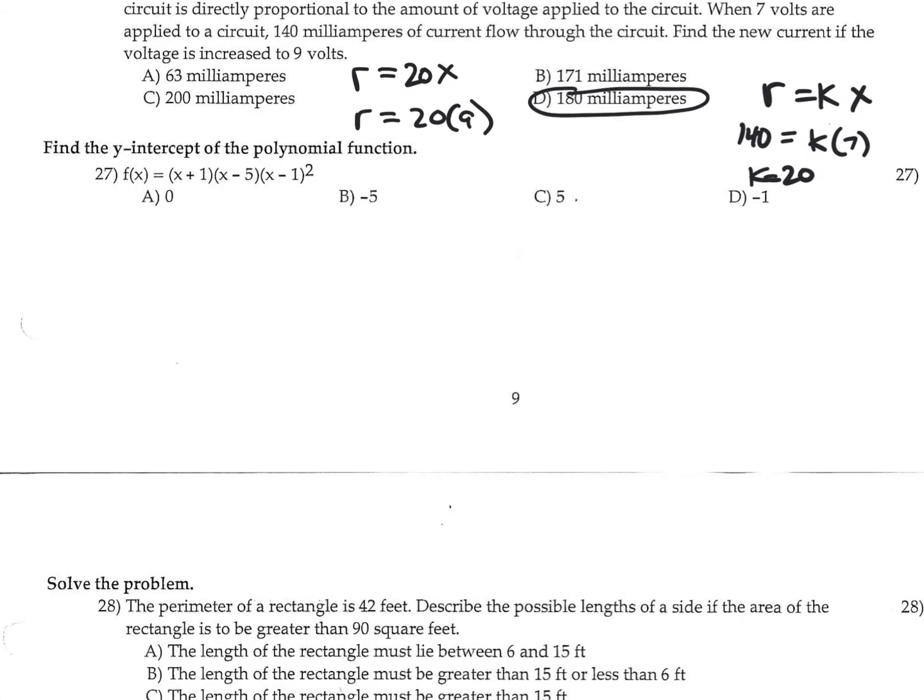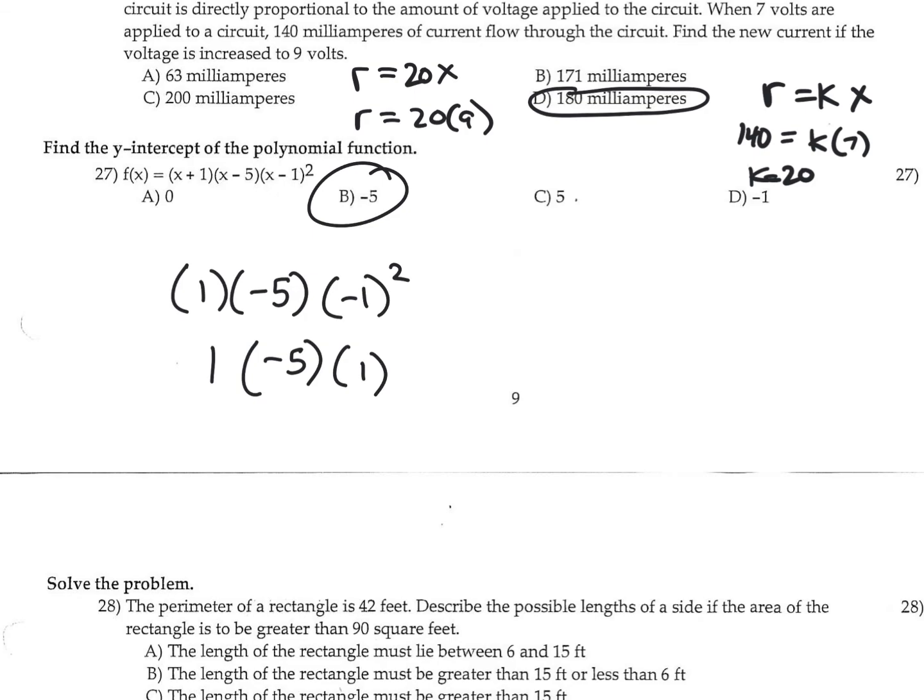Number 27, they are asking us to find the y-intercept of a polynomial. That always entails plugging in 0 for x. So I'm going to plug this in, and we're going to be left with a product that I'm going to evaluate. Well, here we have to deal with our exponents first. So it's going to be 1 times -5 times 1. All of that multiplied together gets us to -5.